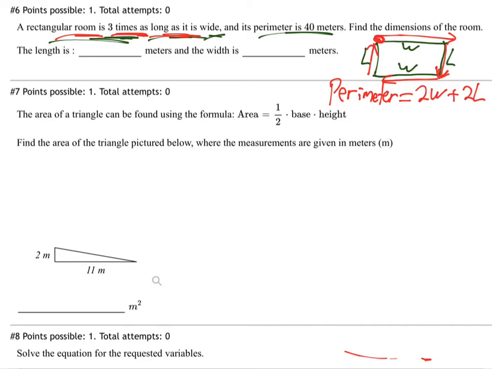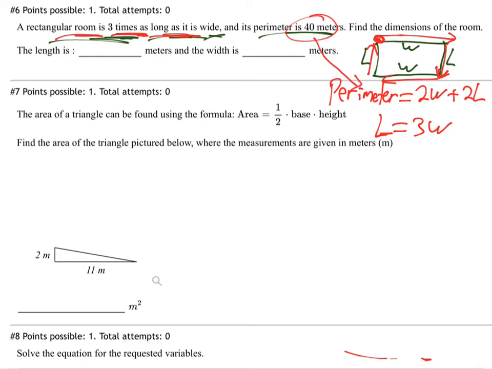What does that mean? So we have 3 times as long, so you go 3 times L, well, careful. I think L is 3W. The length is 3 times the width. See how this sentence says length equals 3 times the width? That's what they're saying. And then they're telling me the perimeter is 40.